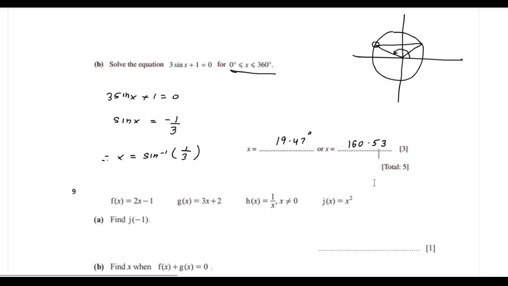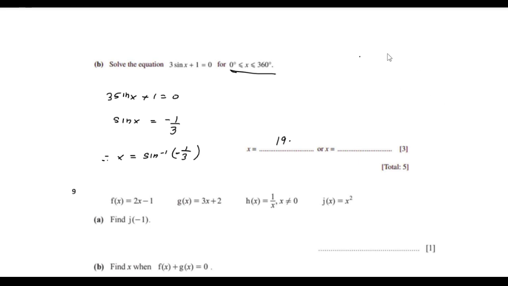Just a minute. I think I'm making some mistake. It's minus 1 upon 3. So it's not in the first quadrant. It is either in the third quadrant or in the fourth quadrant. So sine inverse of minus 1 divided by 3, you will get a negative answer, minus 19.47, somewhere in the unit circle you have here.